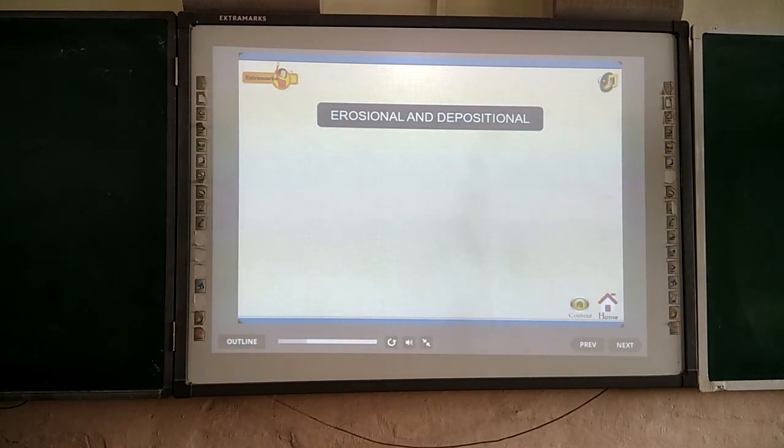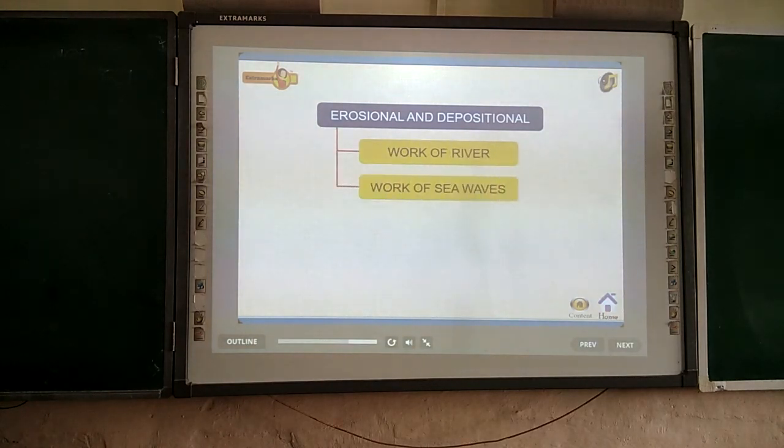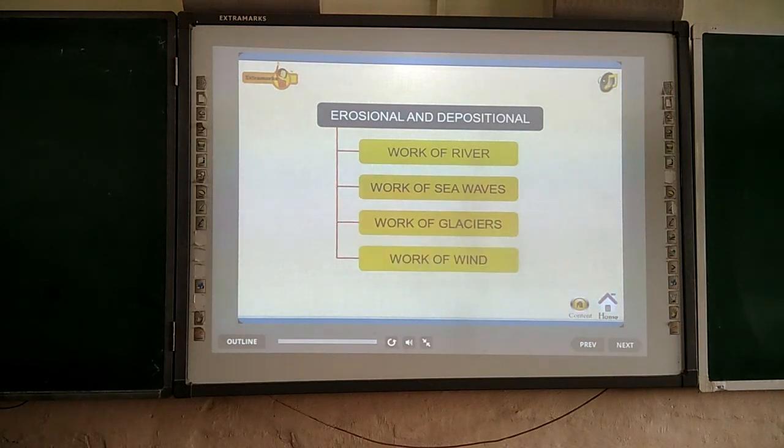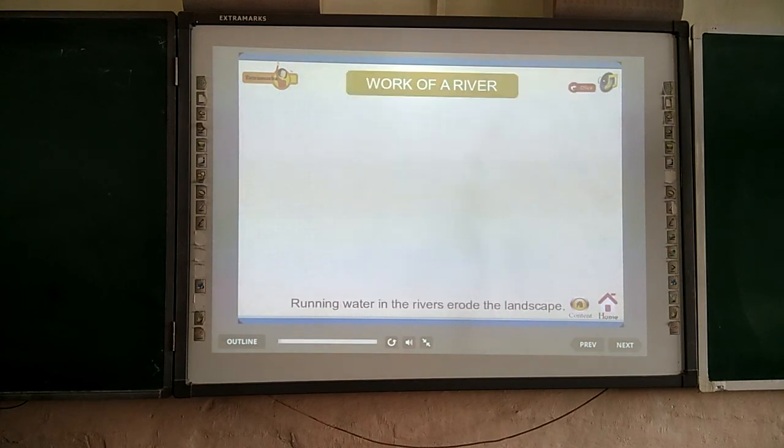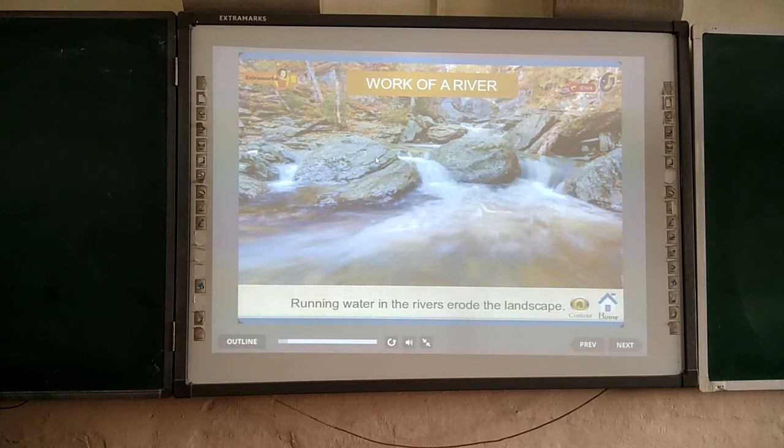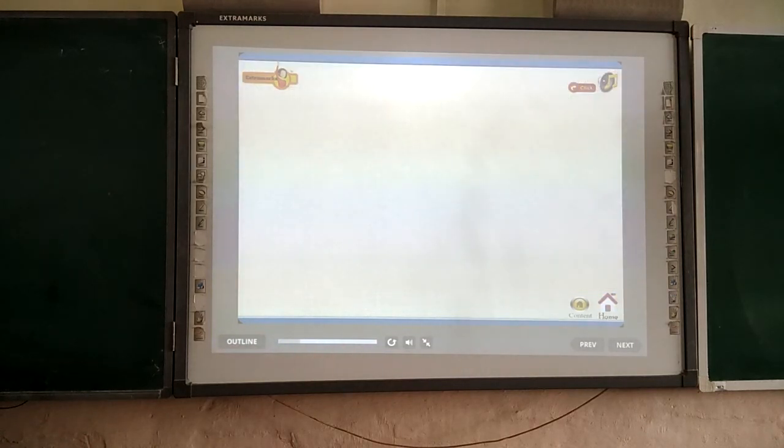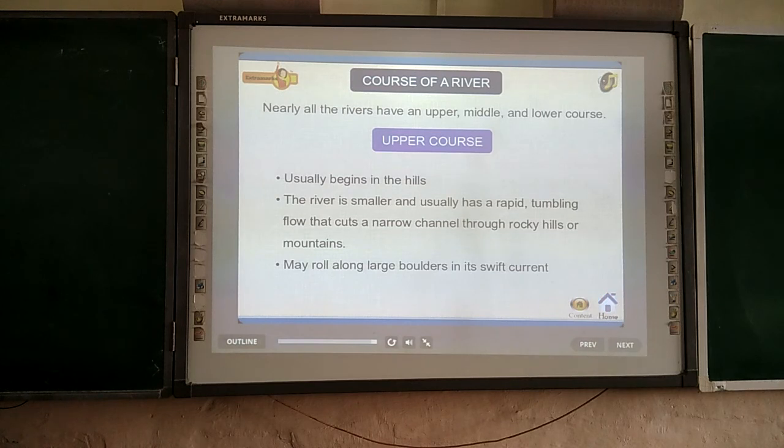We will now study the erosion and depositional works of the river, sea waves, glaciers, and wind in detail. The work of a river. Running water in the rivers erodes the landscape. Course of a river: nearly all the rivers have an upper, middle, and lower course. Upper course. The main characteristics of the upper course are as follows. It usually begins in the hills. The river is smaller and usually has a rapid, tumbling flow that cuts a narrow channel through rocky hills or mountains. It may roll along large boulders in its swift current.